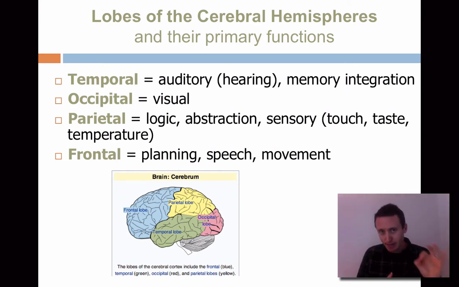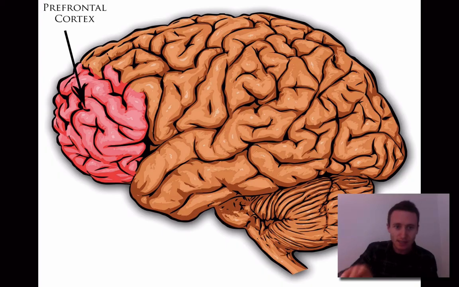But this part of the brain in particular needs just one additional point to be made, which is that in the very front of the frontal lobe is the prefrontal cortex. And this is the part of the brain that really separates us from all of the other animals. It's this part of the brain that has evolved over millions of years to allow us to make the types of decisions that we do, to plan for the future in the way that no other animal does.